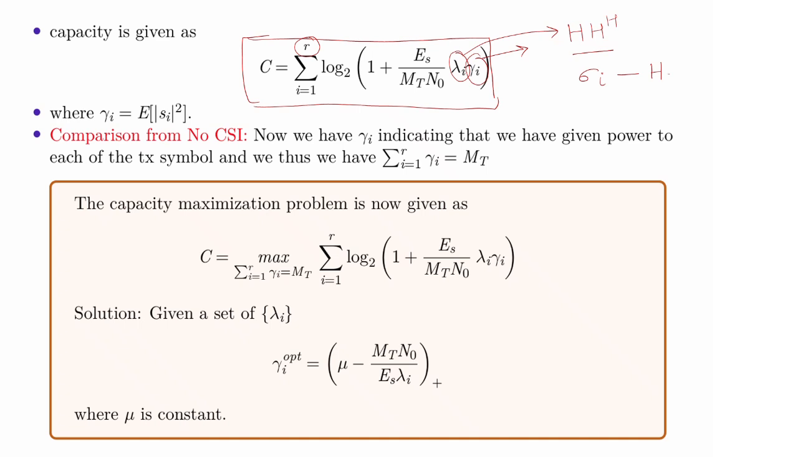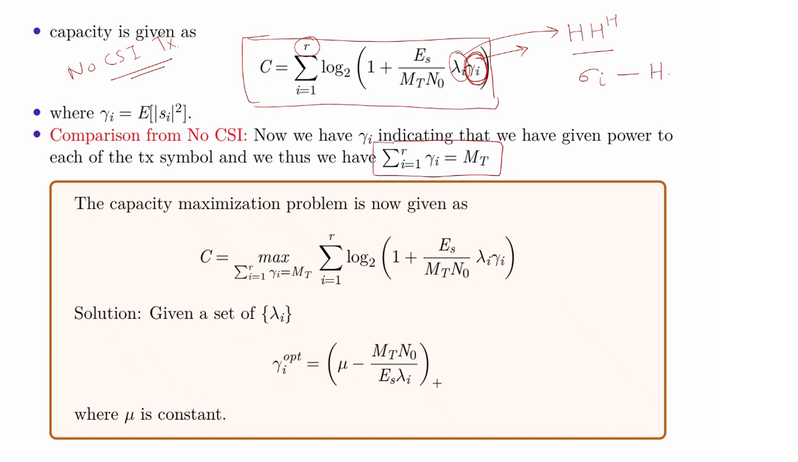So now if you compare this expression with the case of no CSI available at the transmitter, what is the difference? The only difference is that we have the additional multiplication of gamma I in this particular expression, and this gamma I indicates that we have given power to each of the transmit symbols, and so we have to write the constraint then. Summation I is equal to 1 to R, gamma I is equal to Mt. So as such, this Mt would get cancelled, and we will be remaining with Es as the total power. Okay, so when channel knowledge is available, we can give different power to the transmitted symbols.